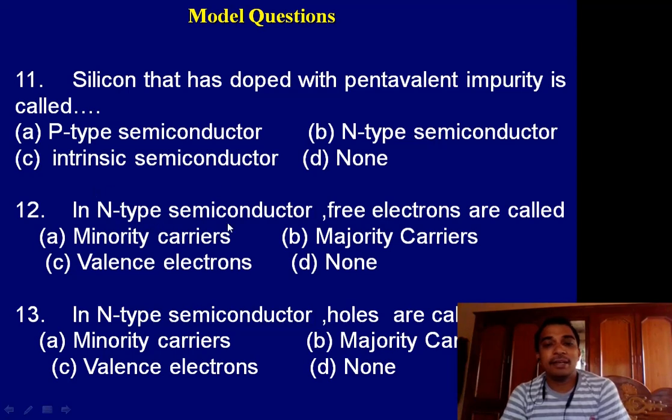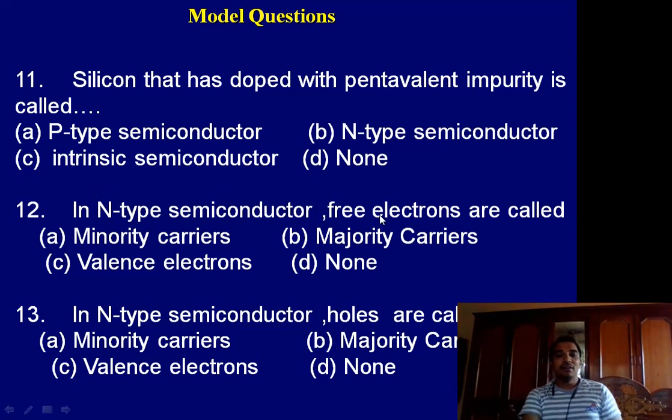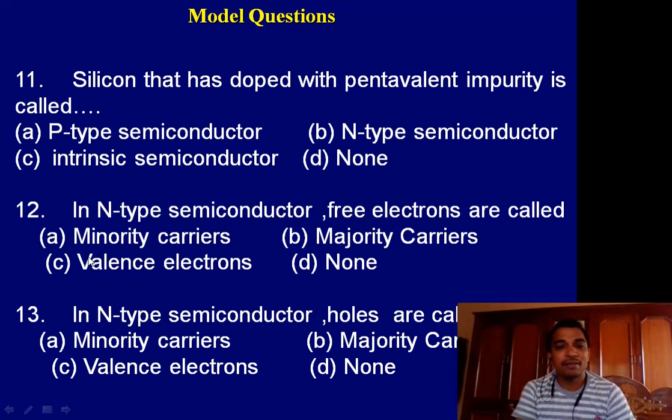In n type semiconductor, free electrons are called? In n type, negative charge electrons will be more, that is majority charge carriers. So free electrons are majority charge carriers only: minority, majority, valency, or none. Majority charge carriers is the answer. In n type semiconductor, holes are called? Negative charge is more, electrons are more, majority are electrons, minority is holes. So minority is the answer.